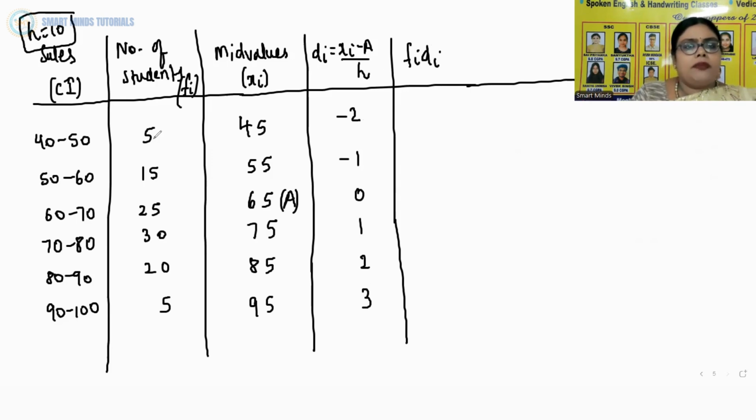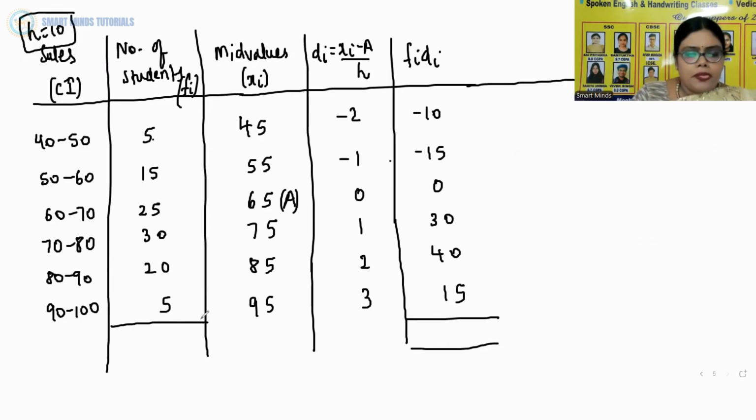So Fidi: multiply 5 into minus 2, minus 10; 15 into minus 1, minus 15; 25 into 0 is 0; 30 into 1 is 30; 20 into 2 is 40; 5 into 3 is 15. Let us add Fi and Fidi. If you add Fi, you will get 100. This is sigma Fi. And if you add Fidi, all positive numbers give 85, and negative numbers give 25. So that is 60. So sigma Fidi is equal to 60.